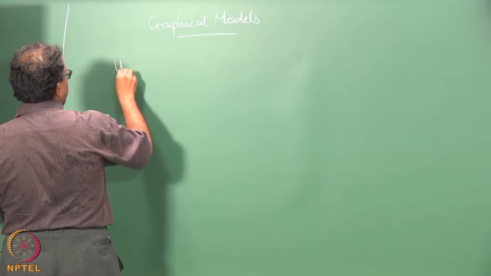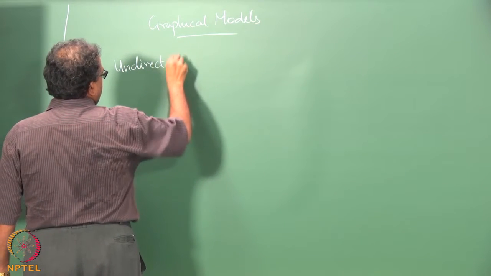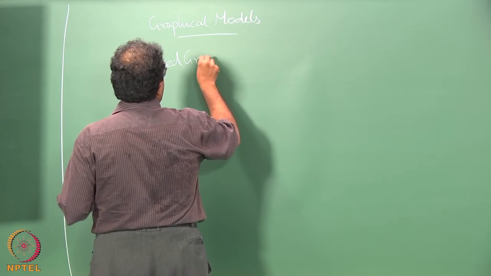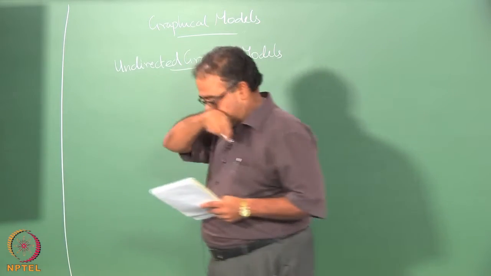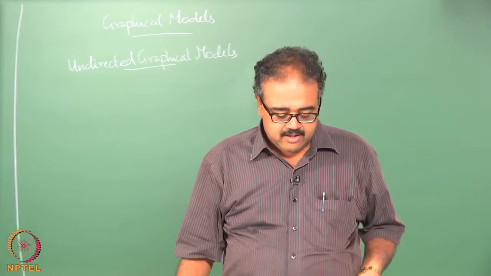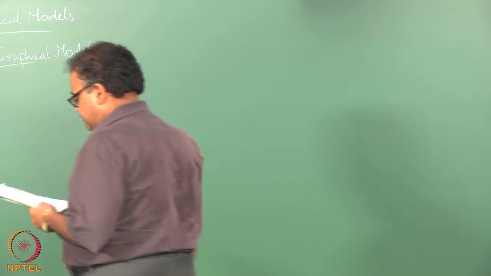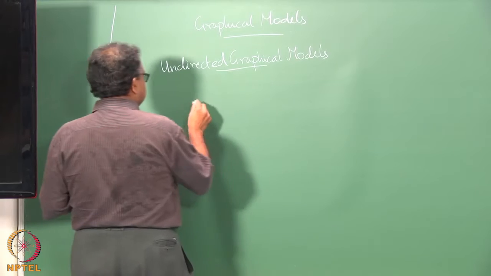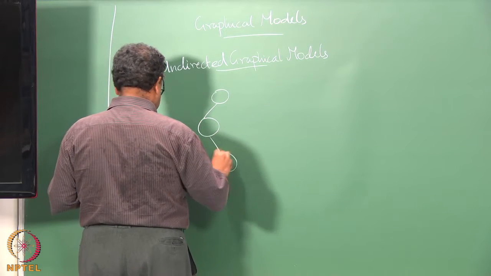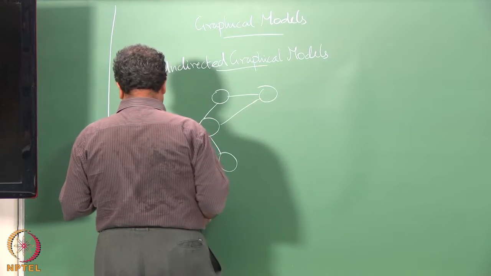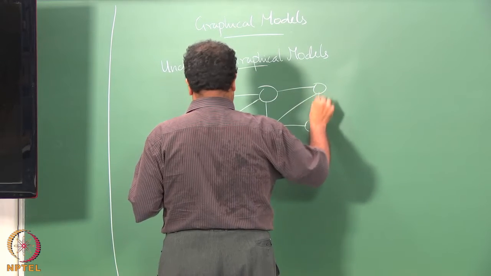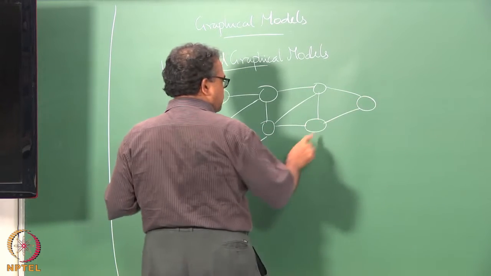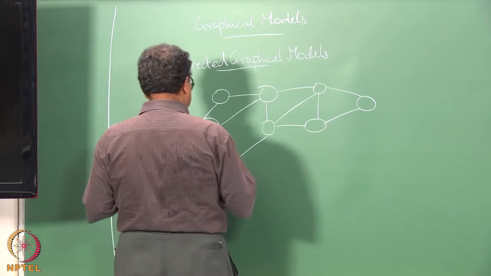So we looked at the directed networks. Today we will look at using undirected graphs. Ouch, looks like a very complex graph, okay.